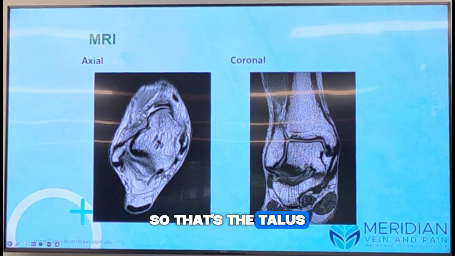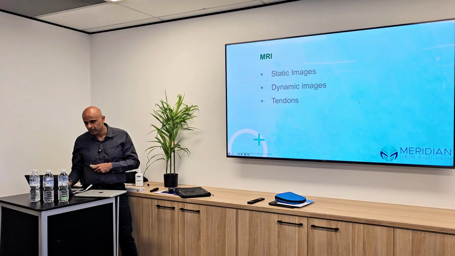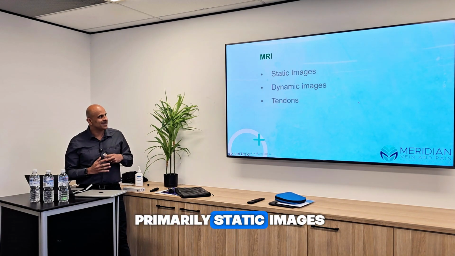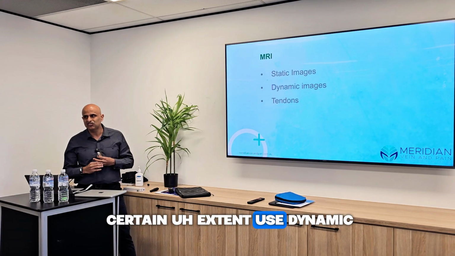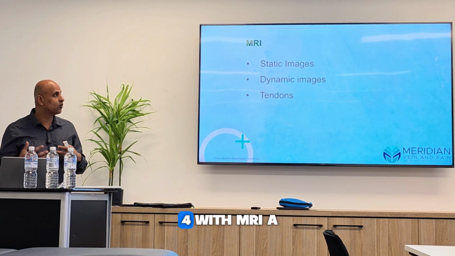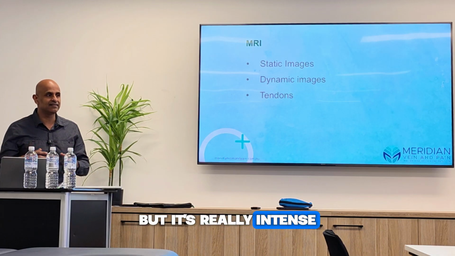So that's the talus, that's the fibula. And so that's what we call the axial plane. This is the coronal plane. And MRI, it's primarily static images. You can, to a certain extent, use dynamic videos. That's coming into the fore with MRI a little bit more, but it's really intense.